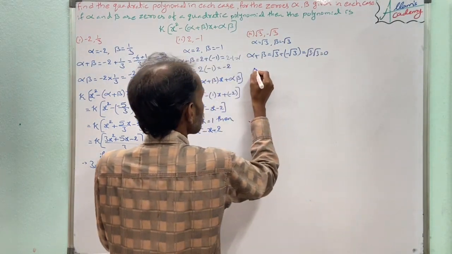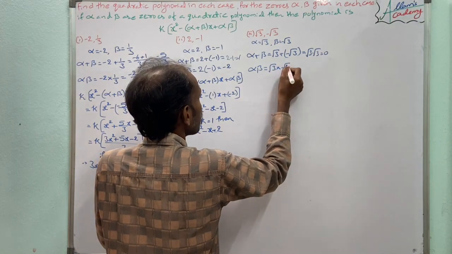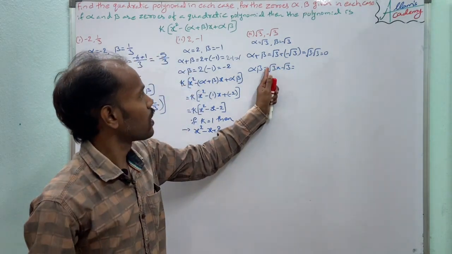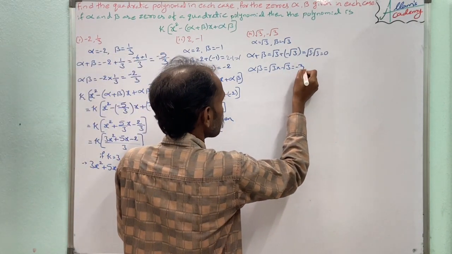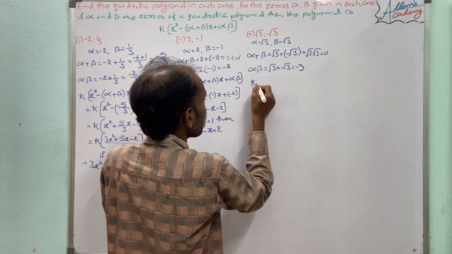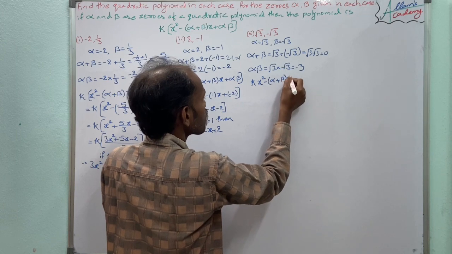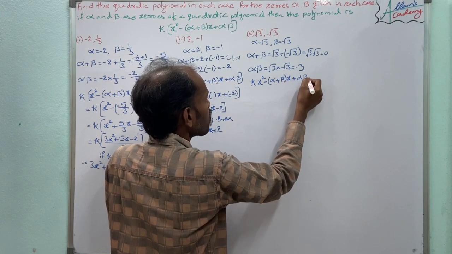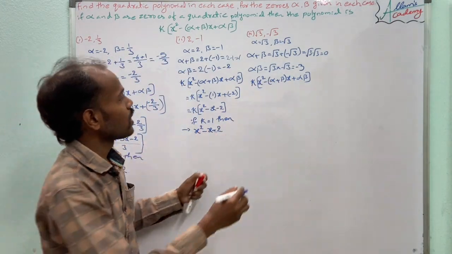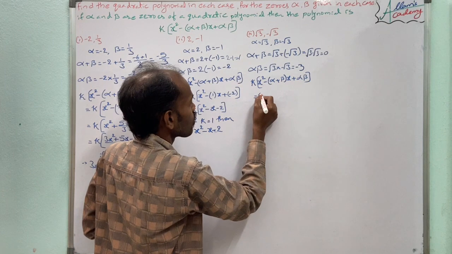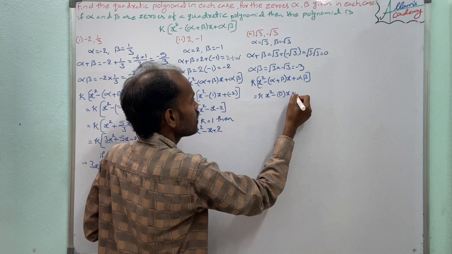Next, the product of the zeros, alpha beta, equals root 3 into minus root 3. Plus into minus is minus only. Root 3 into root 3 is nothing but 3. So the quadratic polynomial, if alpha and beta are the zeros, is k into x square minus alpha plus beta into x plus alpha beta. So here alpha plus beta equals 0 and alpha beta equals minus 3.